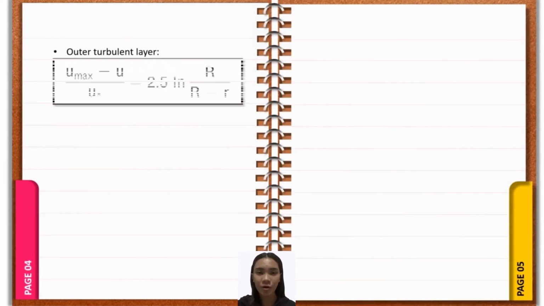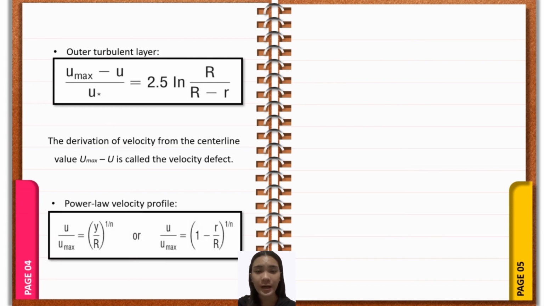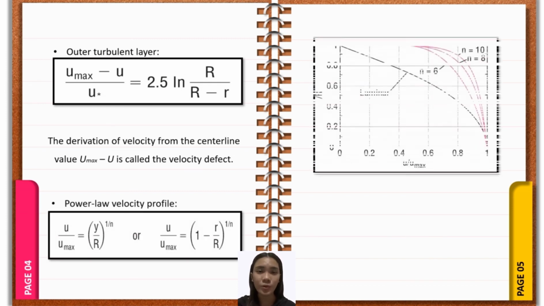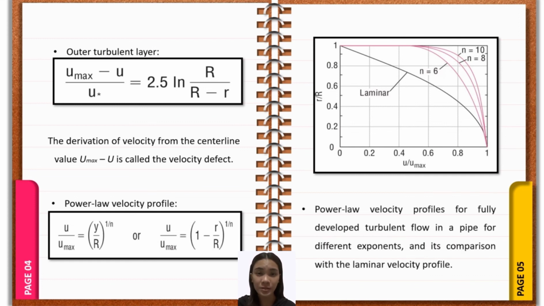Here we can see the outer turbulent layer and power law velocity profile can be expressed. Below that, we can see a figure. It is the power law velocity profiles for fully developed turbulent flow in a pipe for different exponents and its comparison with the laminar velocity profile.